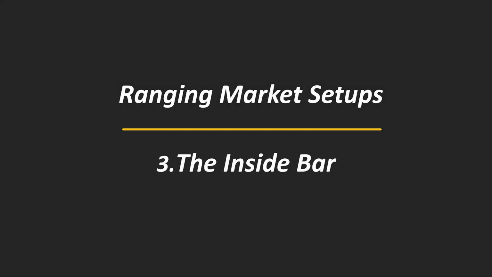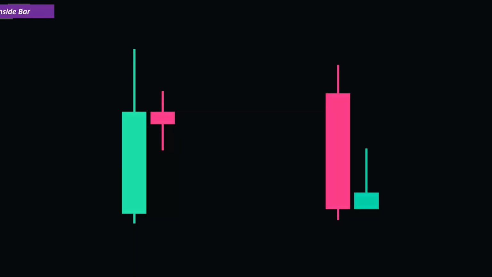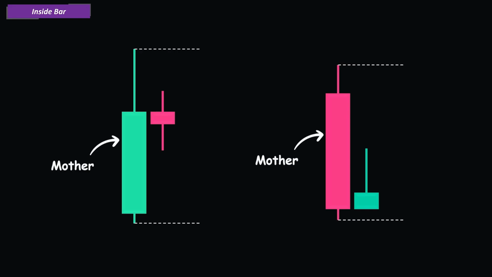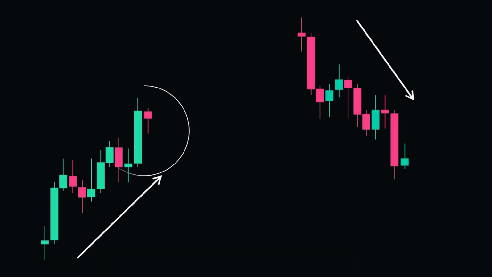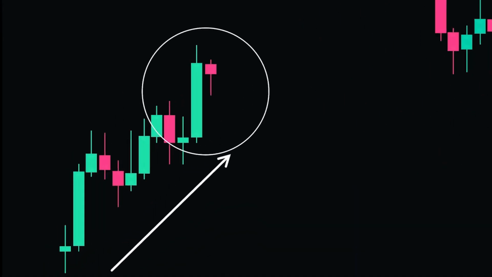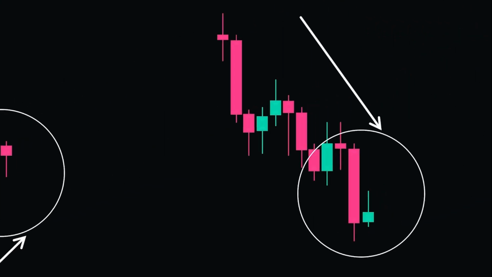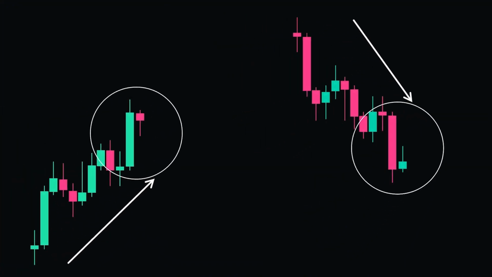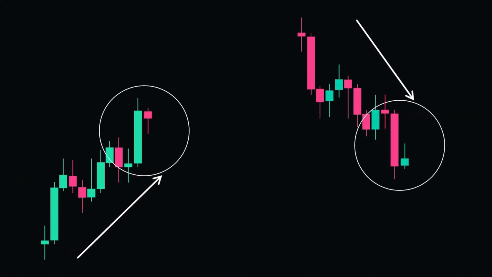The inside bar. The inside bar is a candlestick pattern where one candle is completely inside the range of the previous candle, called the mother candle. This shows a period of consolidation and indecision in the market. In an uptrend, it means buyers are pausing and not pushing price higher. In a downtrend, it shows sellers are losing momentum and the market is slowing down. This pause often happens before the next move.